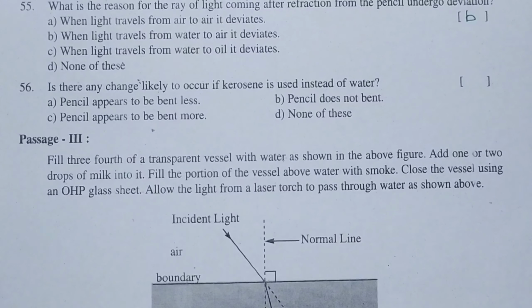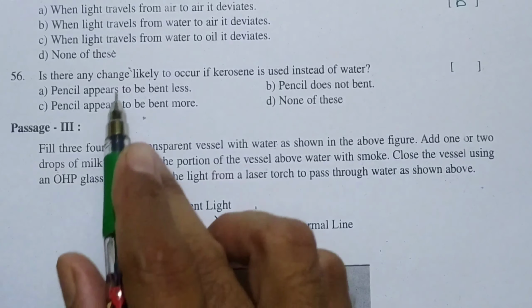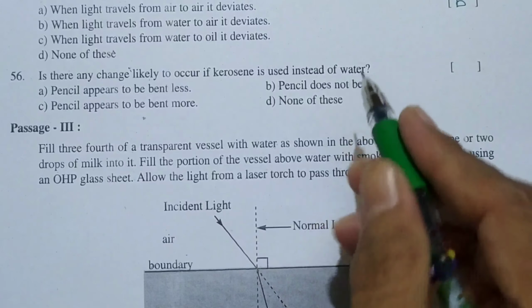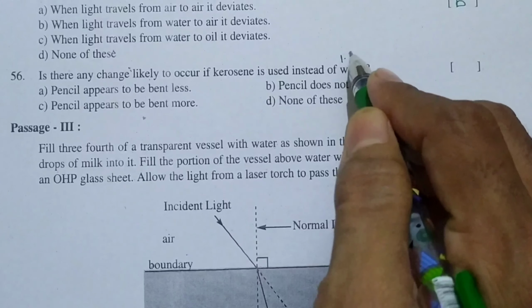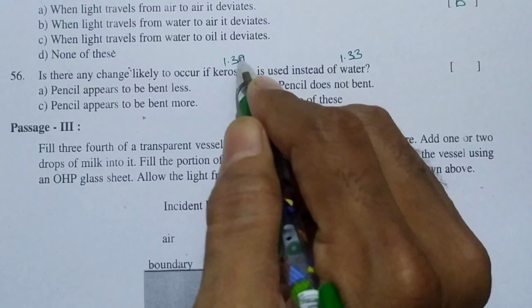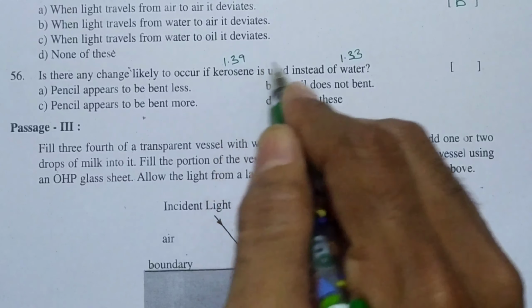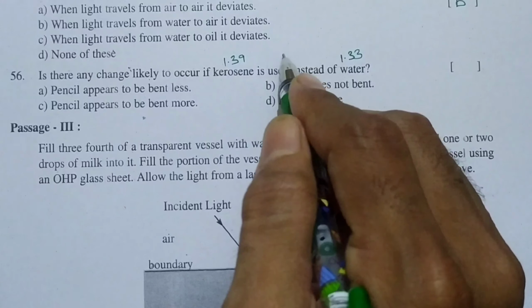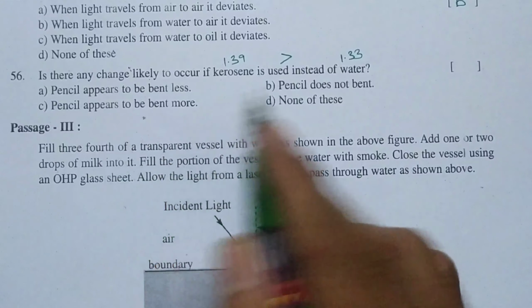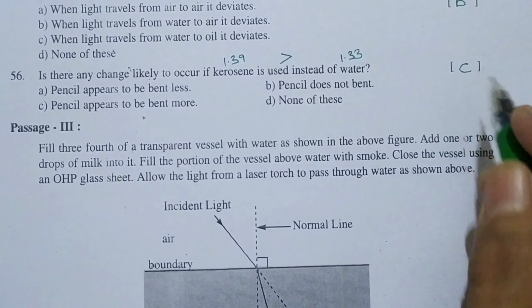Now we see question number 56. Is there any change likely to occur if kerosene is used instead of water? Definitely. The refractive index of water is 1.33, whereas the refractive index of kerosene is 1.39. That means the refractive index of kerosene is more than that of water. Definitely, when the refractive index is more, refraction will be more, meaning the bending property will be increased. Therefore, the pencil appears to be bent more. So here option C is the right answer.